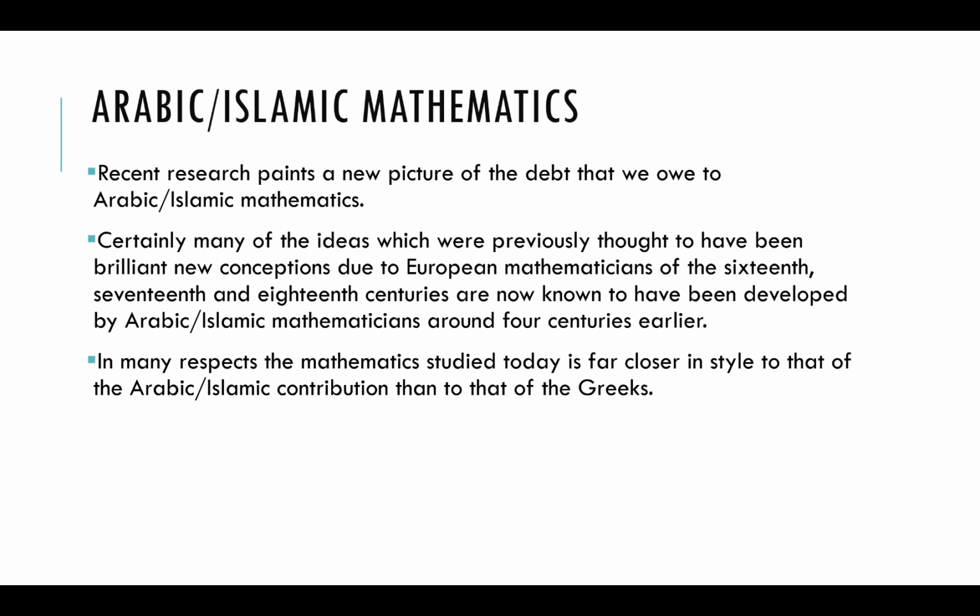Certainly, many of the ideas which were previously thought to have been brilliant new conceptions due to the European mathematicians of the 16th, 17th, and 18th century are now known to have been developed by Arab or Islamic mathematicians around 4 centuries earlier. In many respects, the mathematics studied today is far closer to that of the Arab Islamic contribution than to that of the Greeks. This is very true. In fact, you guys spend more time studying Arab mathematics than you do studying Greek mathematics.